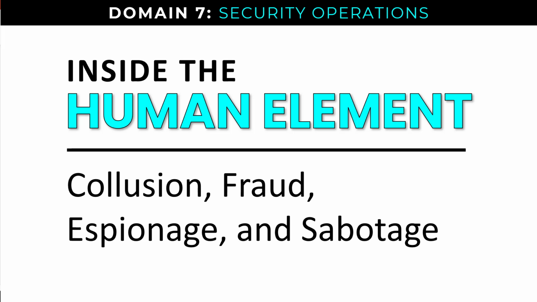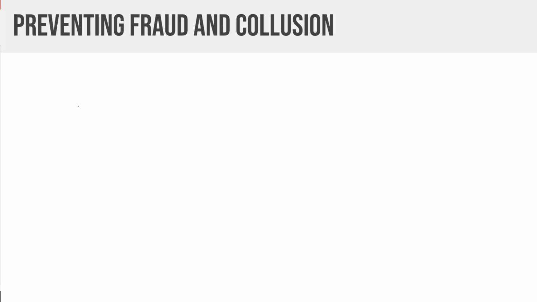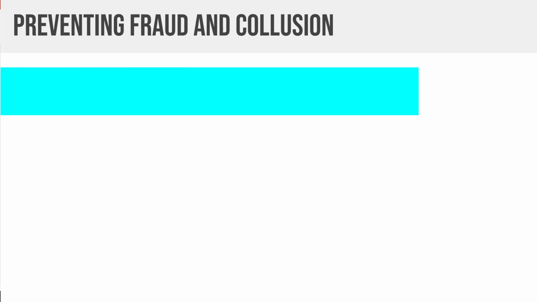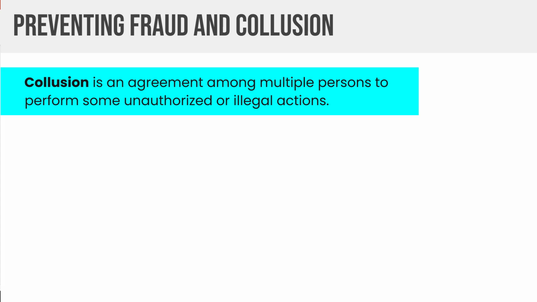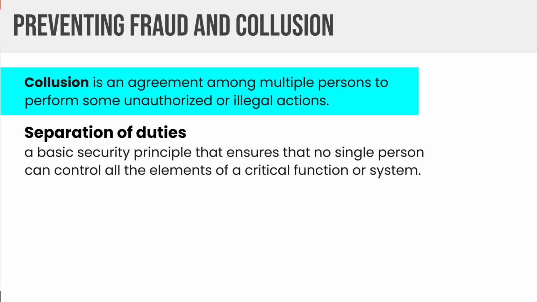So we'll focus on collusion, fraud, espionage, and sabotage. So preventing fraud and collusion. Collusion is an agreement among multiple people to perform some unauthorized or illegal action. To prevent collusion, we can implement separation of duties.